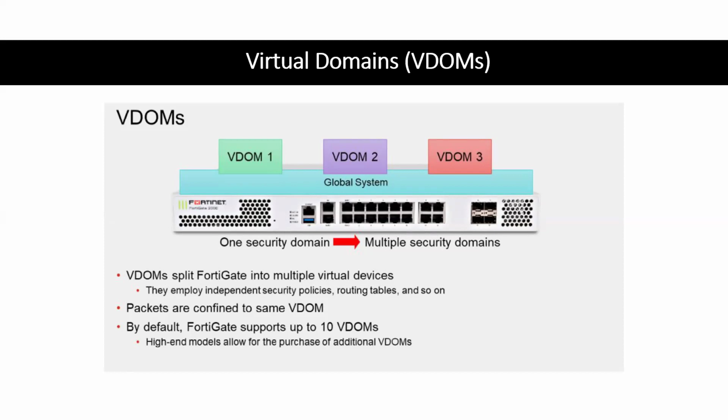What do I mean by that? Let's say port 1 we give an IP address 6.4.2.1, and that's part of VDOM 1. VDOM 2, we dedicate port 2 to it, and we can also assign that 6.4.2.1. Why? Because it's multiple security domains. Essentially, it's a different firewall, but all this is happening virtually.